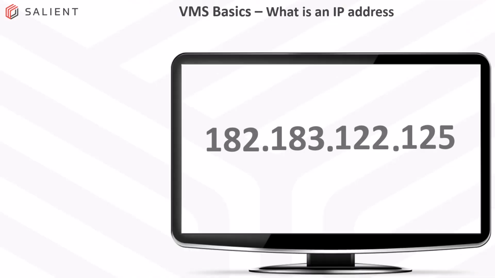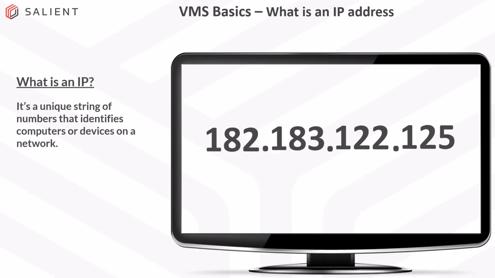An IP, or Internet Protocol address, is a unique string of numbers that identifies each computer or device on a network. IP addresses represent where you live on the network and are needed to send information between computers or devices. Let's look at an IP address and break it down.